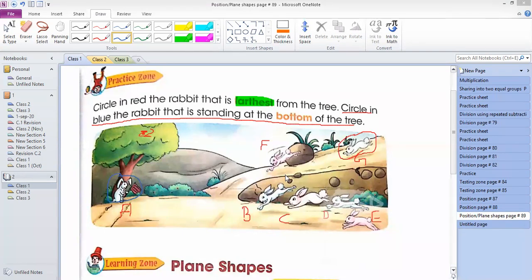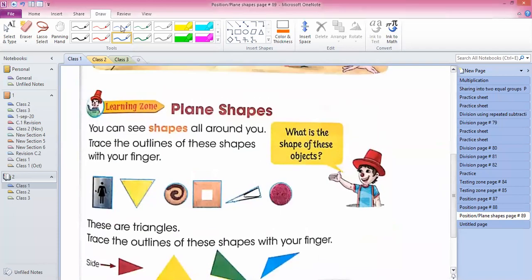Yes. Very good, guys, very good. Next, we are going to start a new topic, that is plane shapes.